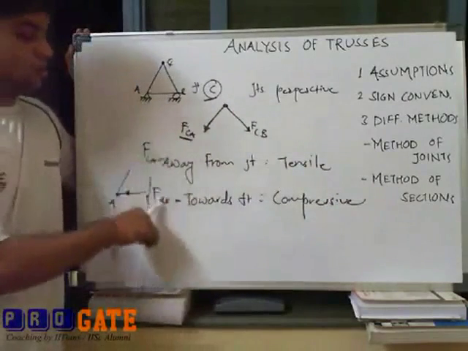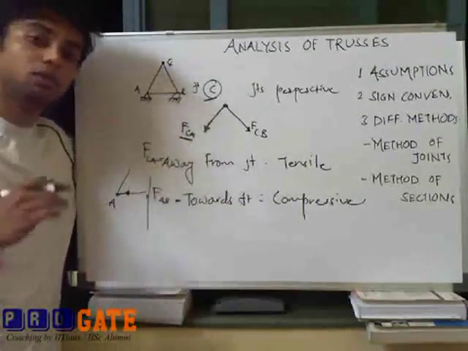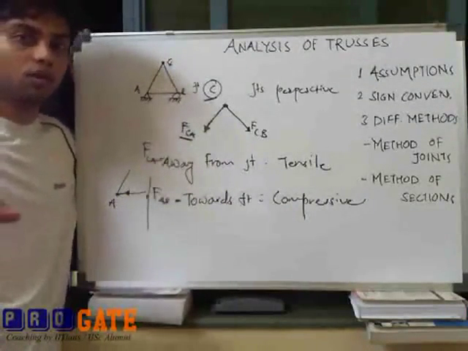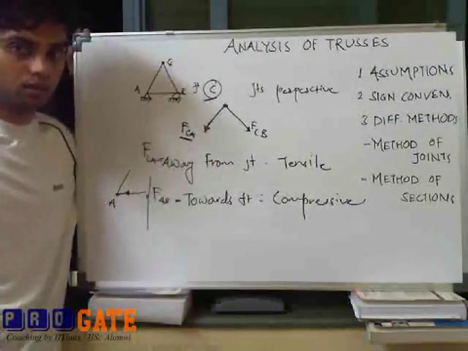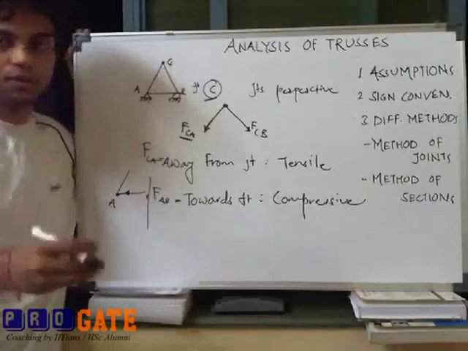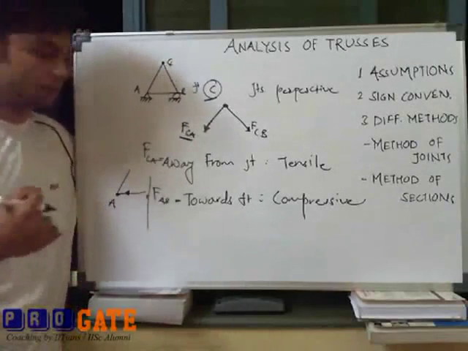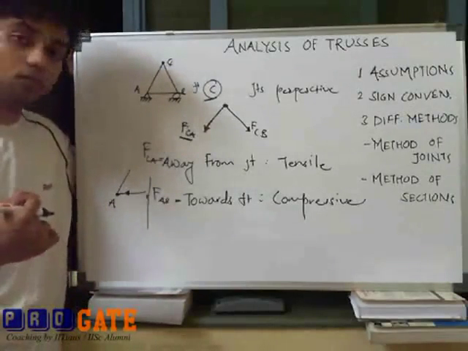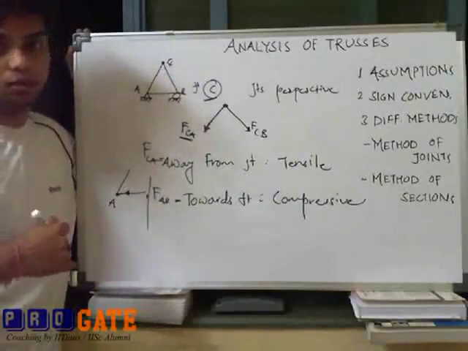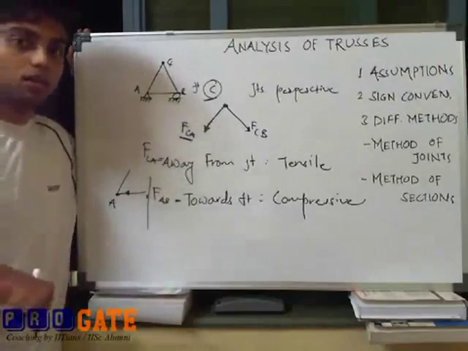So this is in particular the sign convention that we will be using throughout the analysis of statically determinate trusses. If the force is acting towards a joint, then we will say that the force is compressive. If the force is acting away from the joint, then we will say that the force is tensile, or the member that carries the force is in tension.